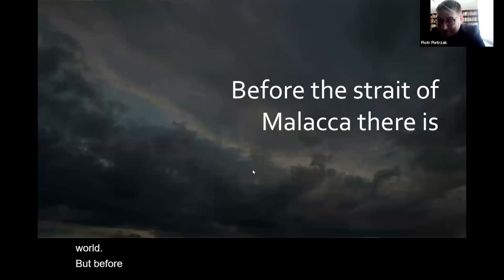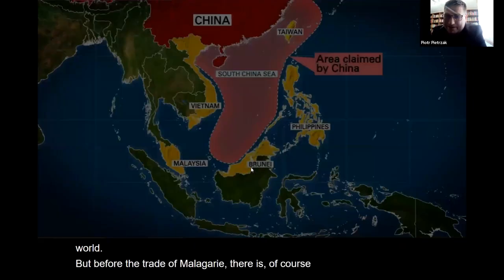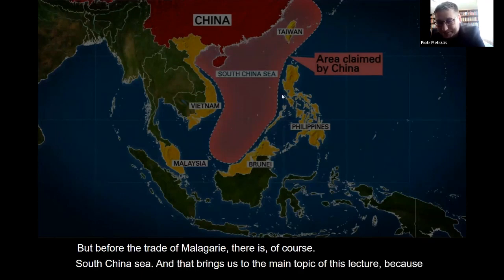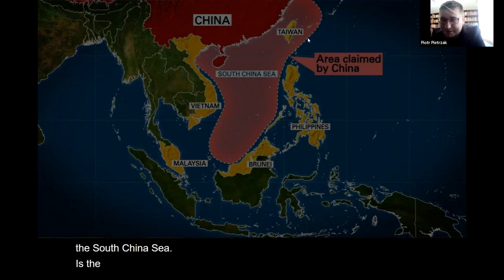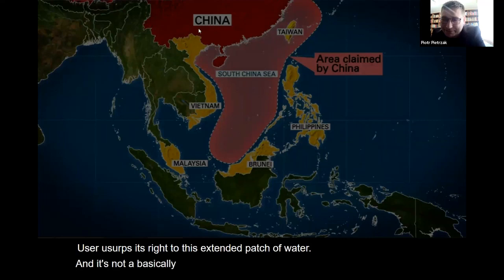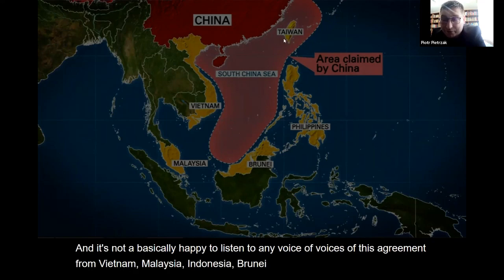But before the Strait of Malacca, there is, of course, the South China Sea. And that brings us to the main topic of this lecture, because the South China Sea is the area which is basically claimed by China. China usurps its right to this extended patch of water, and it's not happy to listen to any voices of disagreement from Vietnam, Malaysia, Indonesia, Brunei, the Philippines, or Taiwan, surely.